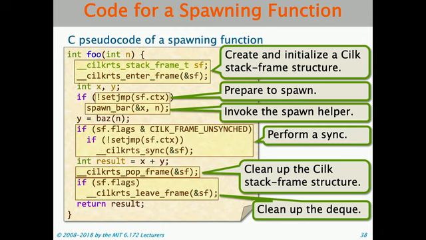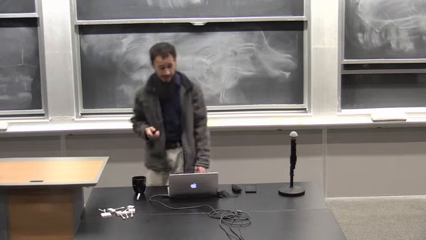Later on in the code, we have another blob of conditionals with a Cilk RTS sync call deep inside. All that code performs a sync. We'll talk about that a bit near the end of the lecture. And finally, at the end of the spawning function, we have a call to pop frame, which just cleans up the Cilk stack frame structure within this function. And then there's a call to leave frame, which essentially cleans up the deck. That's the spawning function.